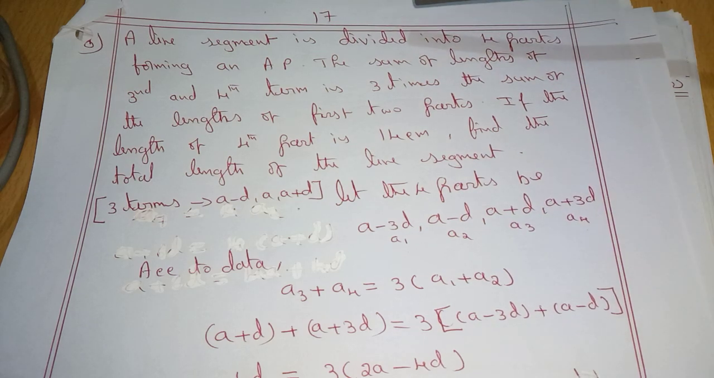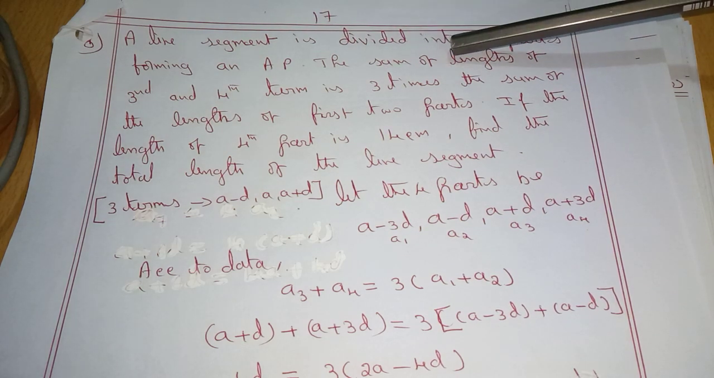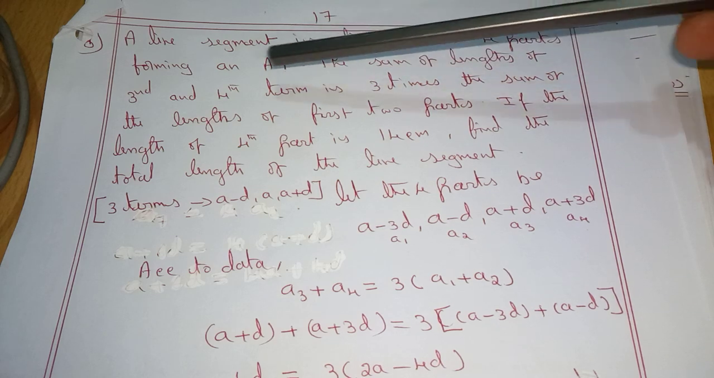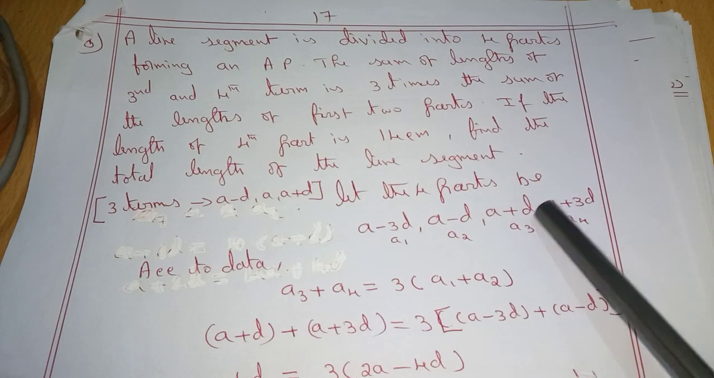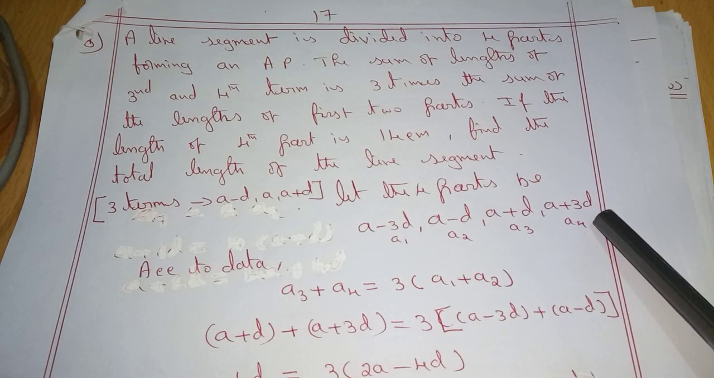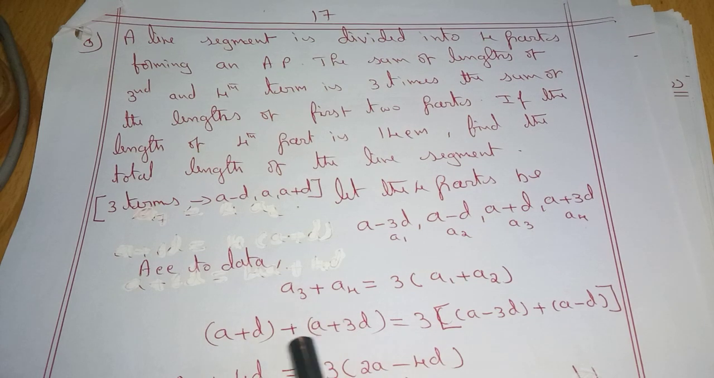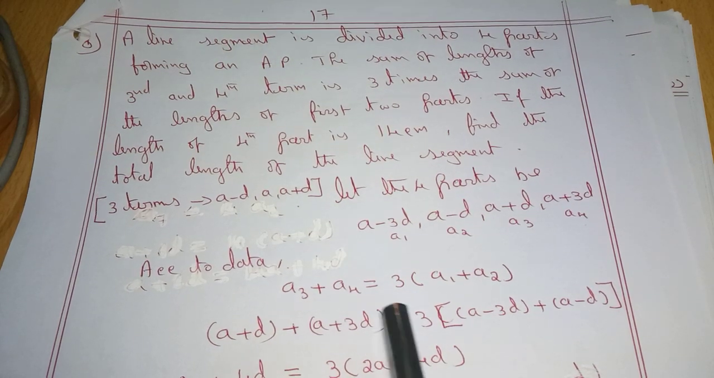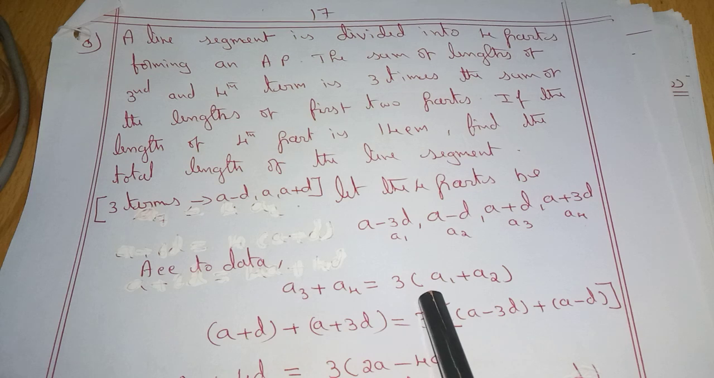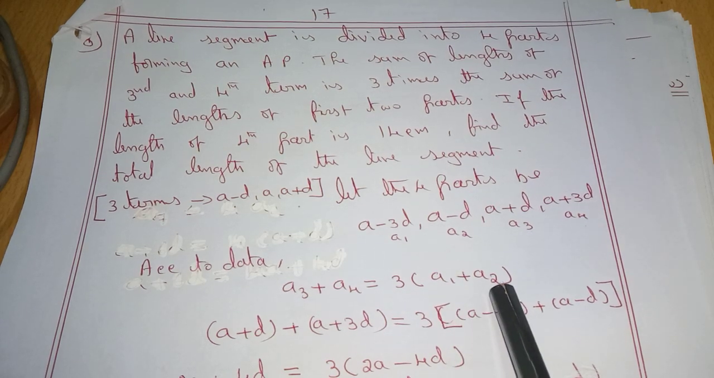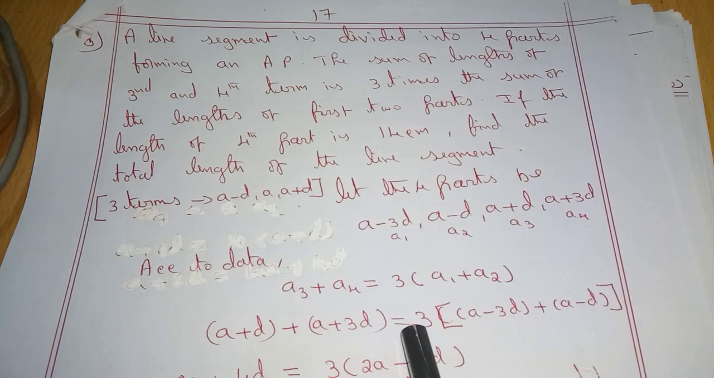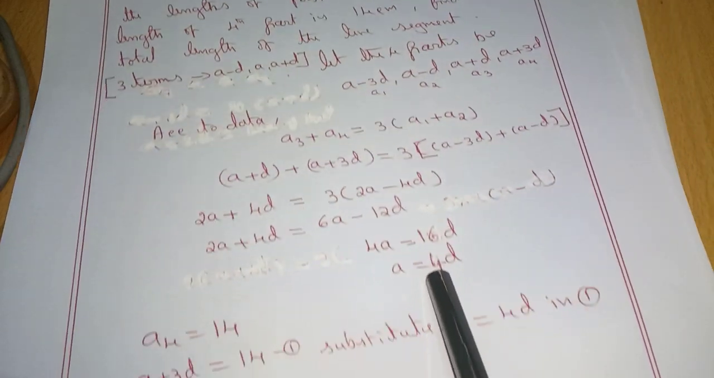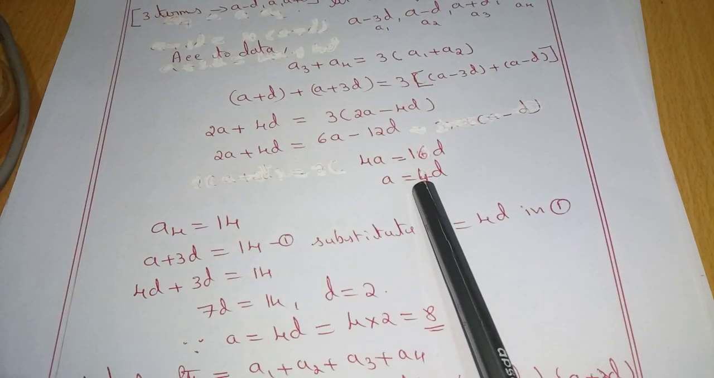Now let us use the relation. Sum of the lengths of the third and fourth terms. Third term is how much? A plus D. Fourth term is how much? A plus 3D. Therefore, their sum A plus D plus A plus 3D is equal to 3 times the sum of the first and second. First term is A minus 3D. Second term is A minus D. Add them and multiply by 3. When you simplify, you will get A is equal to 4D.